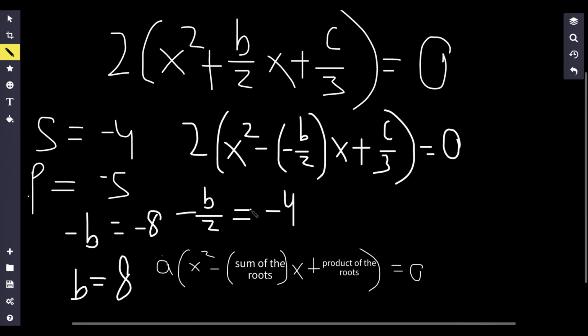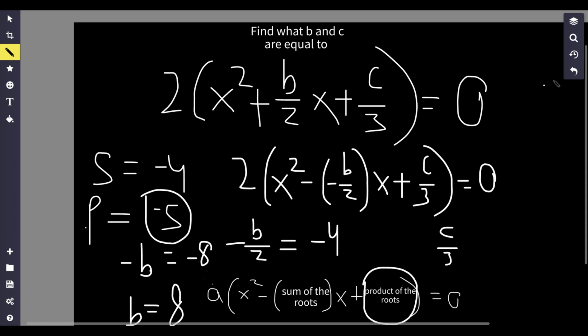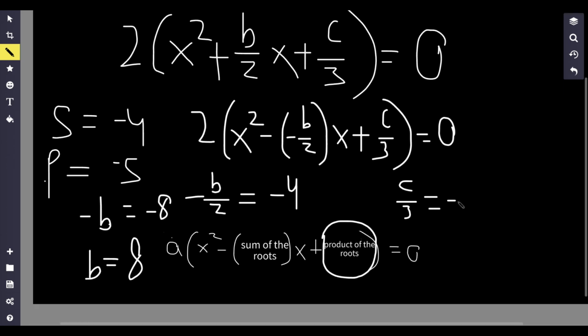We also know that the product of the roots matches up with this part of our equation, which is c over 3. Right? C over 3 represents the product of our roots. And we also know that the product of our roots is negative 5. So c is just going to be equal to negative 15.